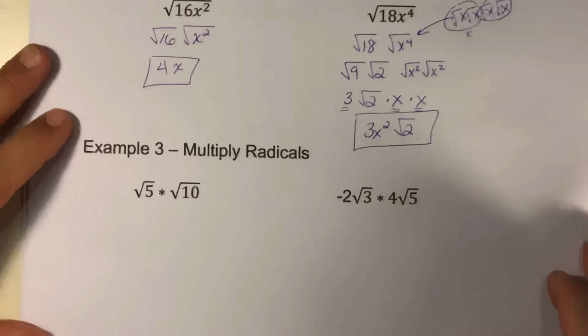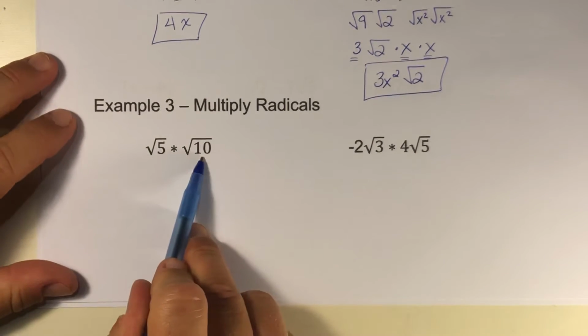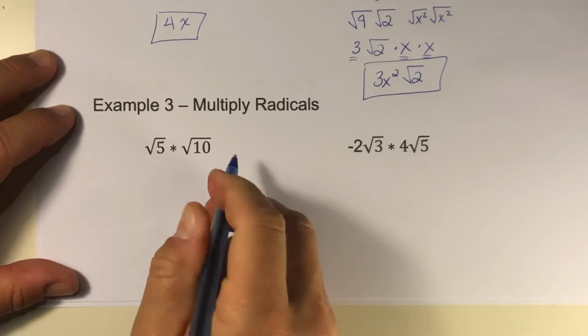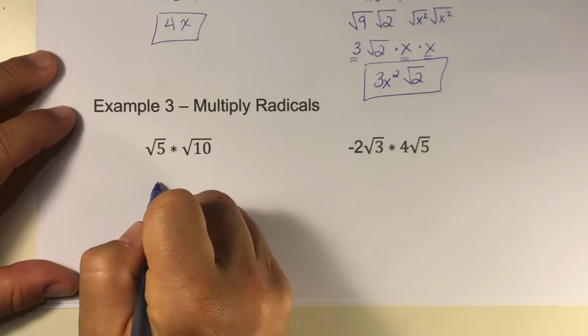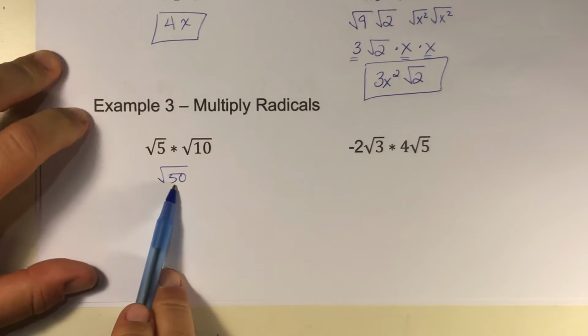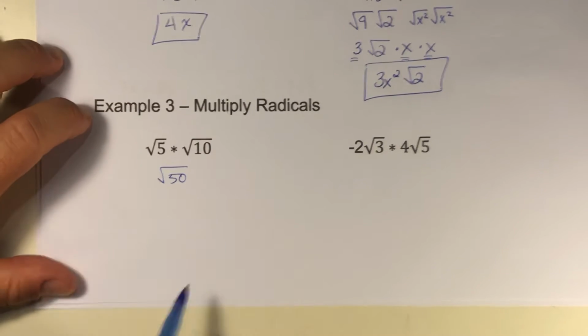Now, multiplying radicals. We've kind of done that within our discussion just now. So if I multiply radical 5 times radical 10, we can multiply that, right? As we just discussed in our rules a few minutes ago, that's going to give me radical 50. But we are never going to stop and move on to the next example until we are absolutely sure that these are simplified, all right?